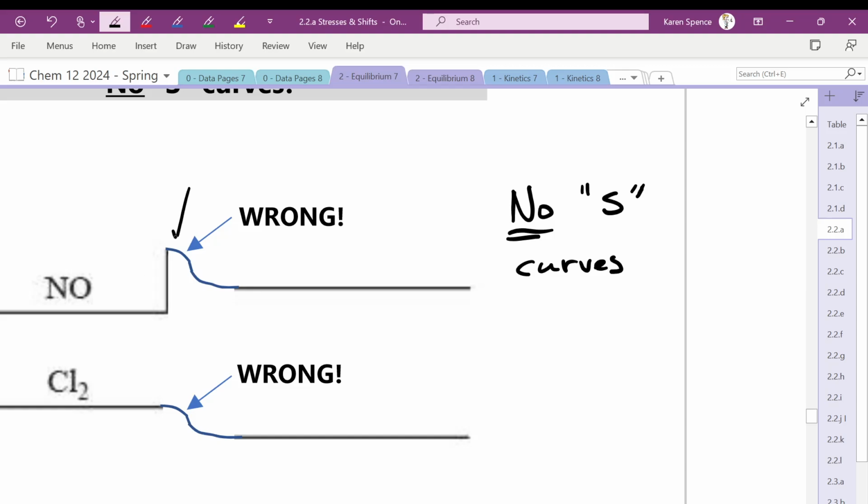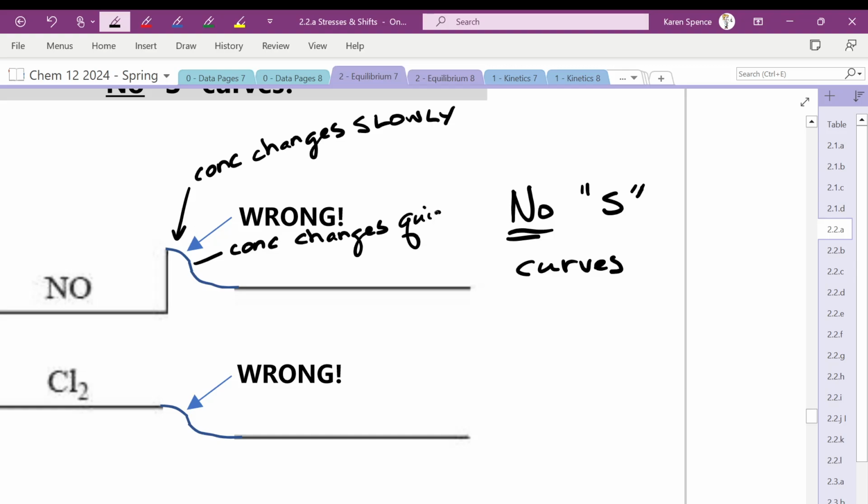What would it mean if I had this S curve? It would mean that the concentration changes slowly, because I got a shallow slope, and then the concentration changes quickly, and then finally, the concentration changes slowly again, and that's not what happens. It's fast rate of change and then slower rate of change. It's not slow, fast, slow.